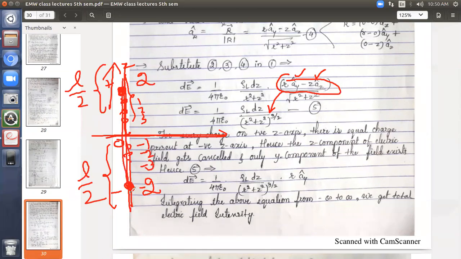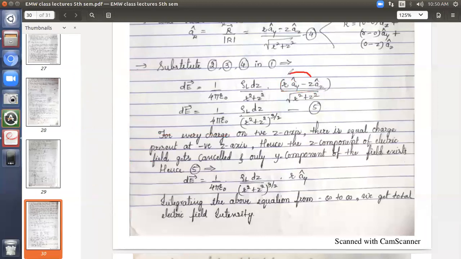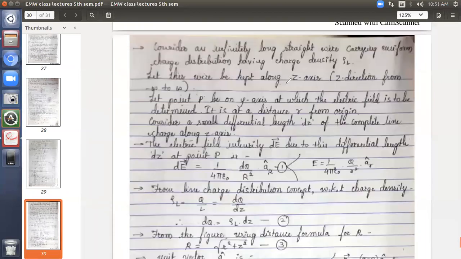So because of the symmetry, whatever positive z values are there, they get cancelled with the negative values of z. That's what I have written here. Out of equation 5, for every charge on the positive z axis, there is an equal charge in the negative direction on the z axis. Hence, whatever z component of the field exists gets cancelled, and only the y component remains. That is visible in the figure.